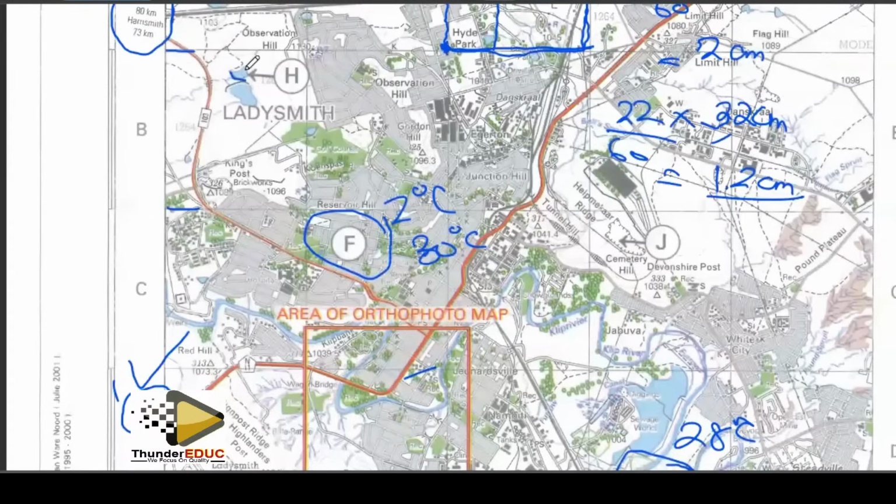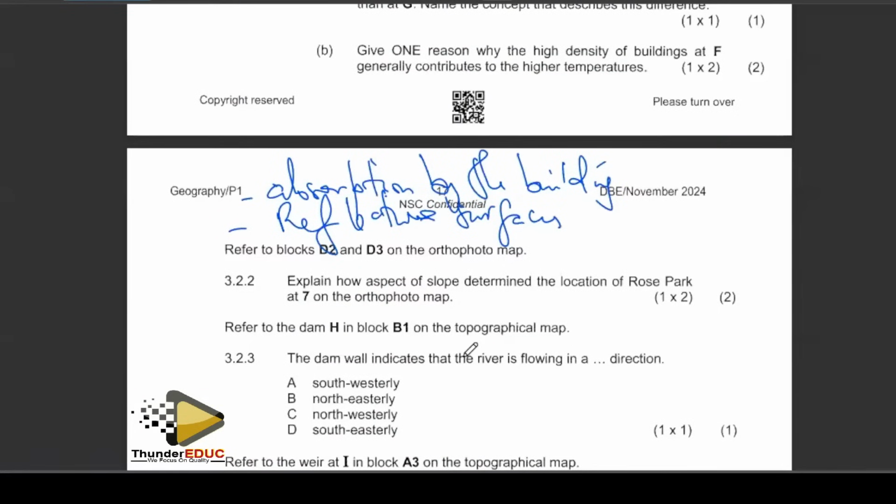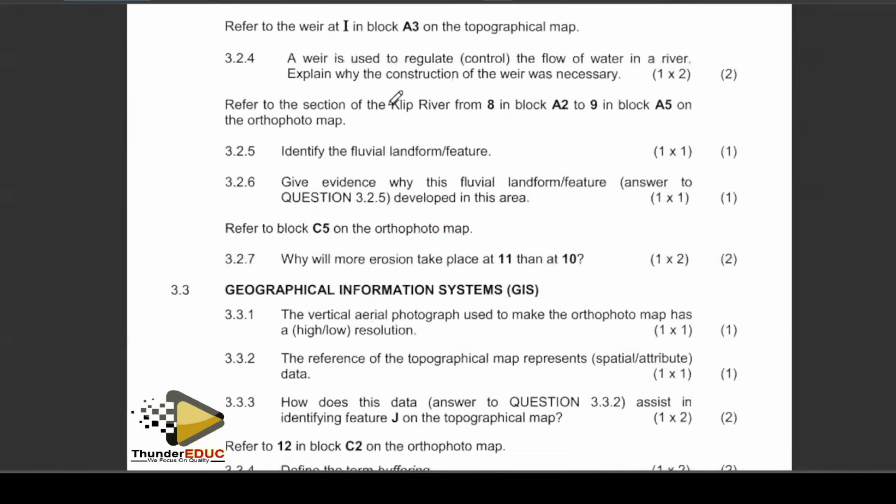Water is captured before the dam wall. So the water is accumulating on this side while the wall is there, which means the river is coming from this direction and going in that particular direction. So our correct response there is A, which is the southwesterly direction. Right, we go on to the next question.